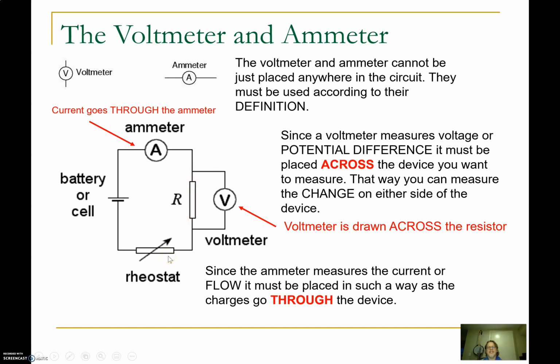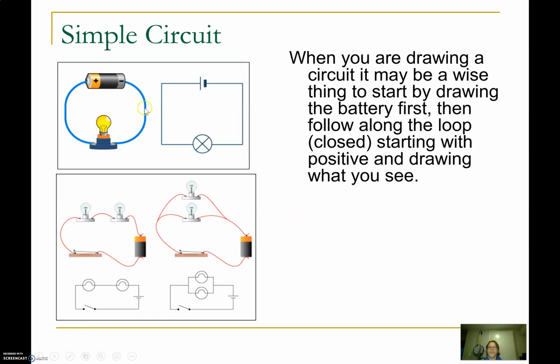And a rheostat is a variable resistor. That means you go higher or lower, which makes the current go larger or smaller, depending on which way you're turning the rheostat. Okay? All right. Read that stuff another time. Simple circuit: you've got your battery, your wire, your bulb.